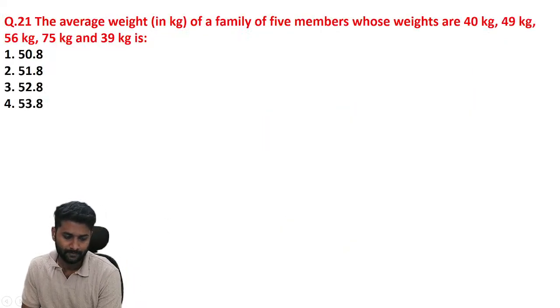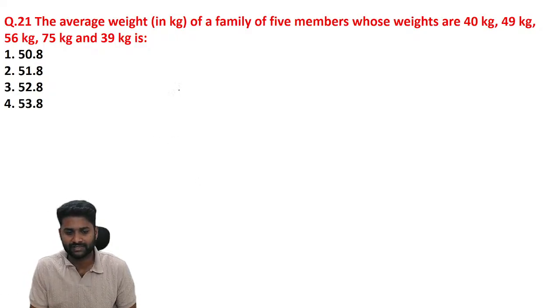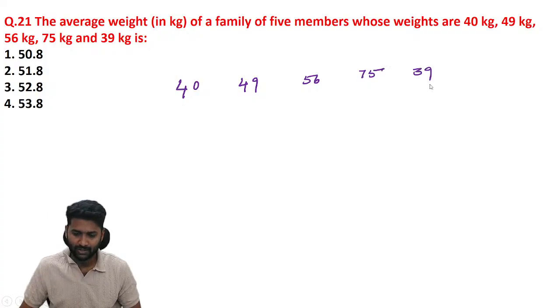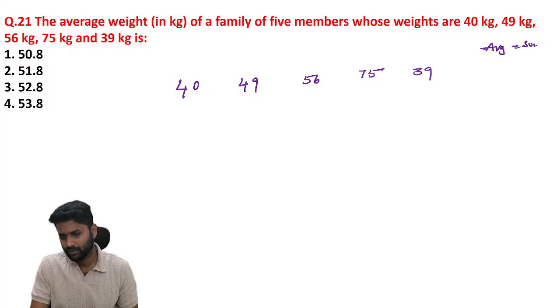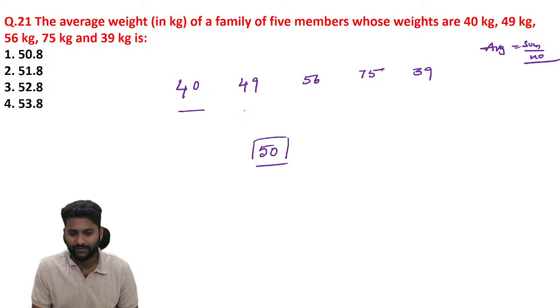Next. See the average weight of a family whose weights are 40 kg, 49 kg, 56 kg, 75 kg, and 39 kg. Now you can apply the concept of deviation. Don't go through the basic approach. We know that average is equal to the sum of observations divided by the number of observations. But we are assuming the value. So let us assume that my average is 50. See, here 50, here 50, here 50, here 50, here 50, then the overall average becomes 50. We are trying to balance the value.